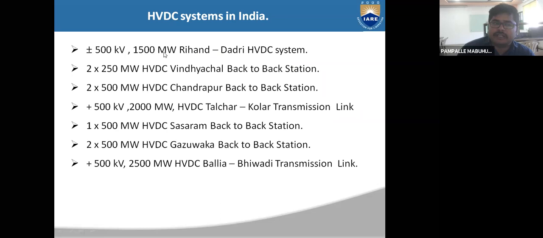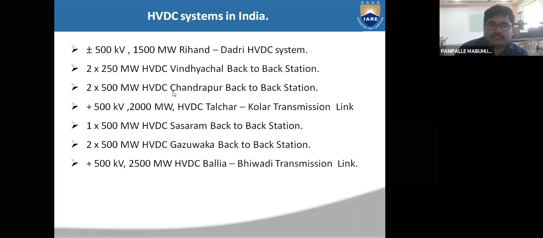Between the locations Rihand and Dadri, we have 500 kilovolts plus or minus, with a power rating of 1500 megawatts. Another HVDC system is a back-to-back station at Vindhyachal. The power rating will be 2 into 250 megawatts, so that means it is a back-to-back system. This is a bipolar link, so here two lines each have 250 megawatts.